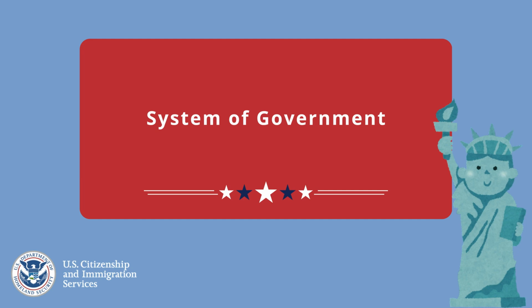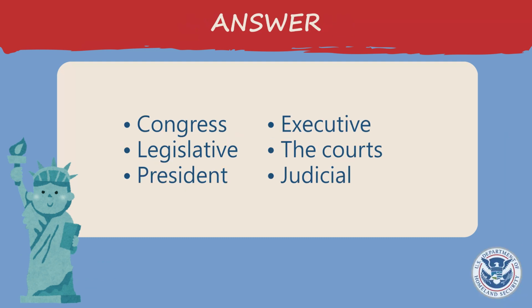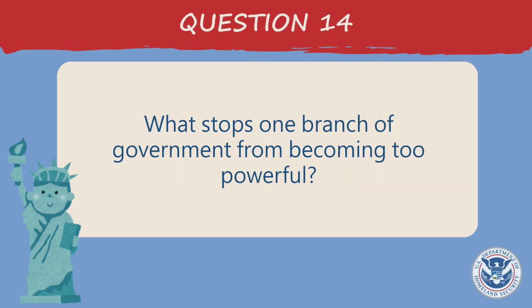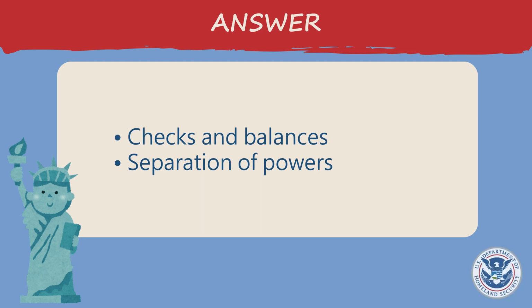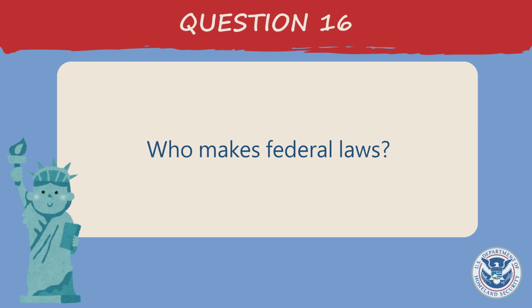System of government. Name one branch or part of the government. Congress, legislative, president, executive, the courts, judicial. What stops one branch of government from becoming too powerful? Checks and balances, separation of powers. Who is in charge of the executive branch? The president.